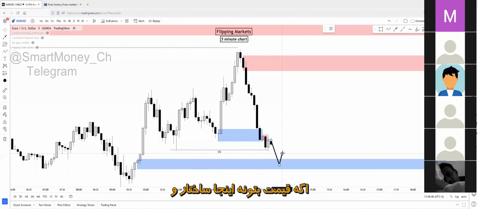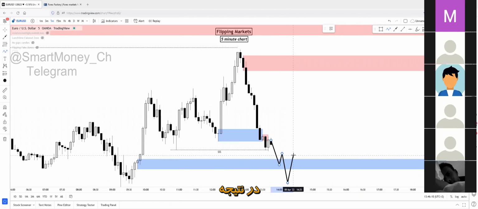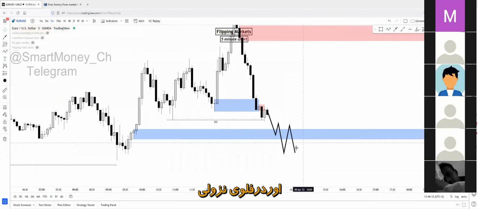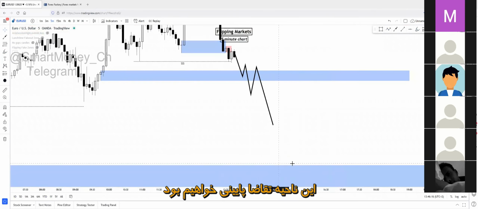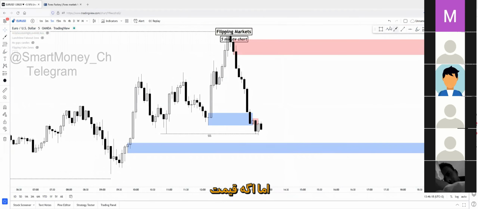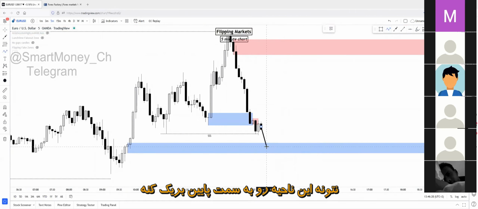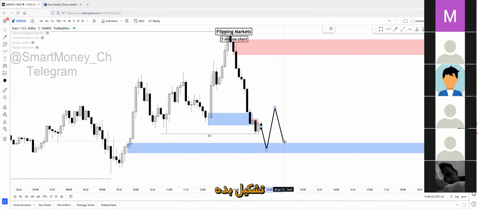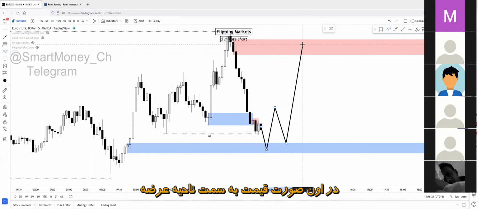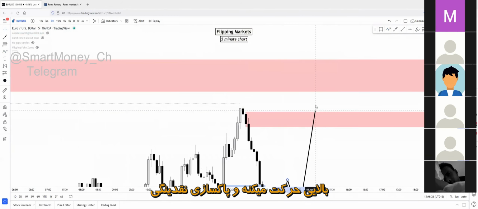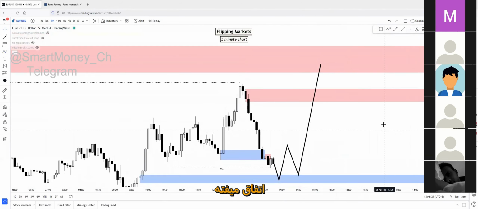If price can create a break of structure here to the downside and break of this zone, then the overall continuation of the bearish order flow will be continued, and we will see the deeper demand mitigation down here at this region. But if price can break below this zone and creates a change of character instead to the upside, then the continuation to the upper supply zone and the liquidity sweep will happen.